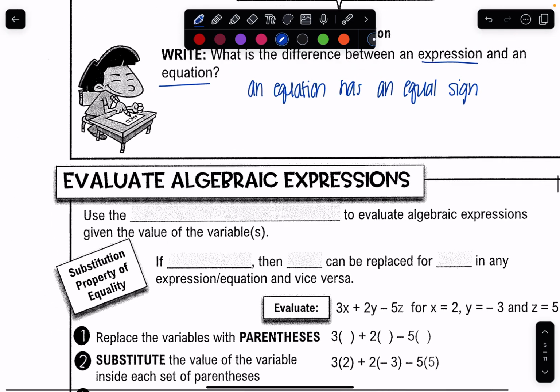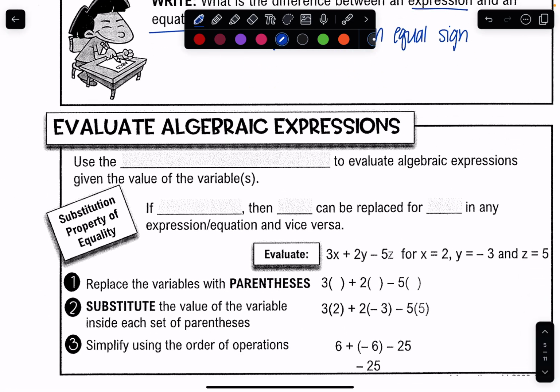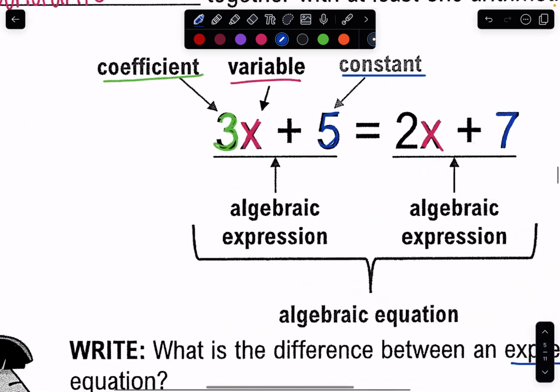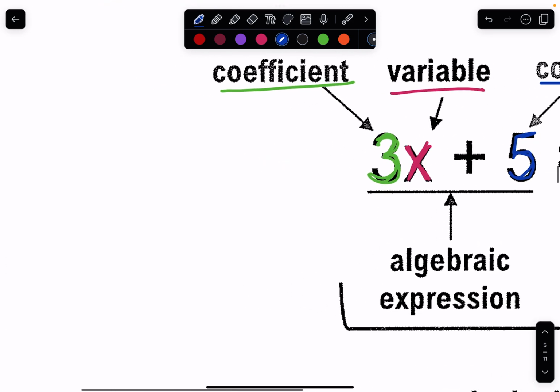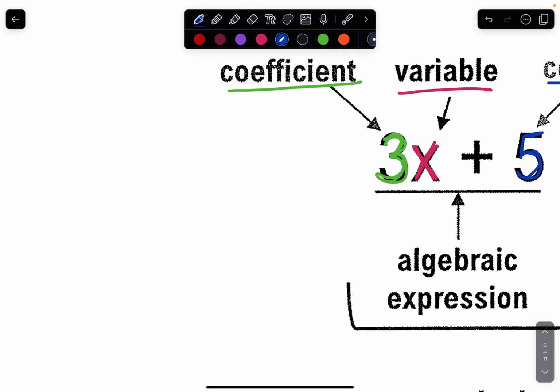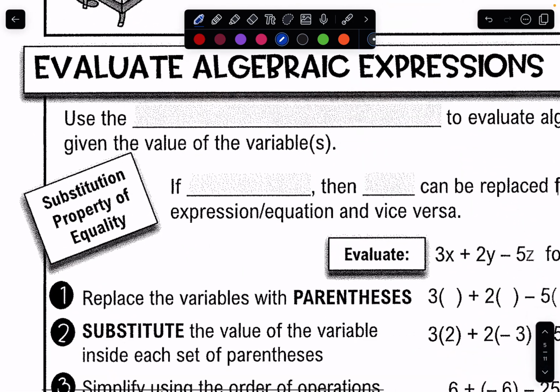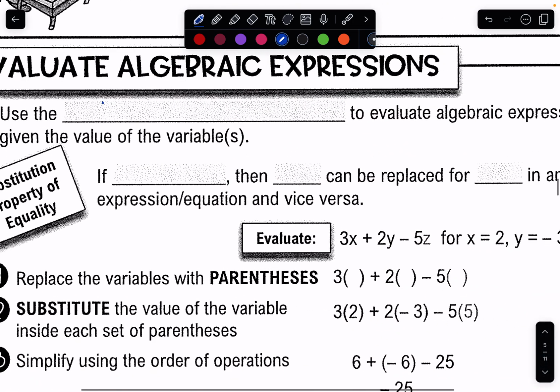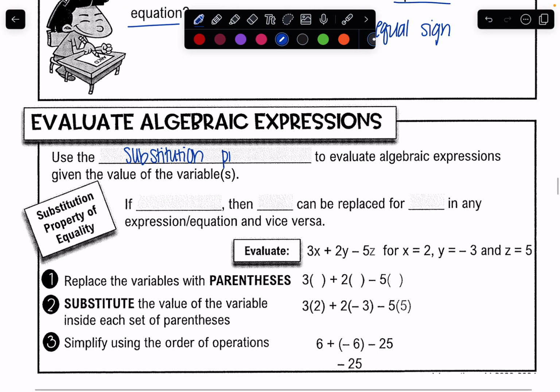So let's now talk about what does it mean to actually evaluate that expression. So again, today we're only going to look at just this type of problem. No equation, just a variable or two variables and some numbers. No equal sign. So how we evaluate is we want to use the substitution property. So on the next little category in our notes, we're going to use the substitution property. That's going to help us evaluate these expressions given the value of the variable.